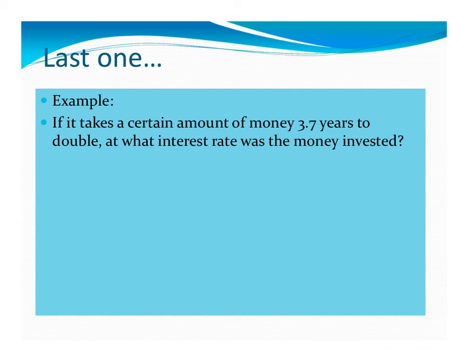Here's something a little different. If it takes a certain amount of money 3.7 years to double, at what interest rate was the money invested? And we're going to be talking about compounded continuously. This one fails to mention that it's compounded continuously, but it is. So let's see here. If it's going to double, we know this one. We know it's going to be 2 over here, and we can just do 1 here. Those are simple numbers to work with. And we have e raised to the, well, I don't know what my rate is, but I do know that it's going to be times 3.7 because that's how much time I have.